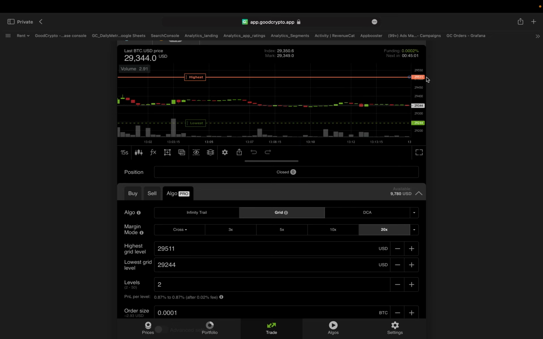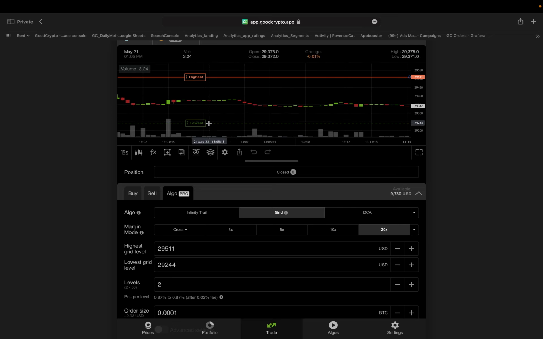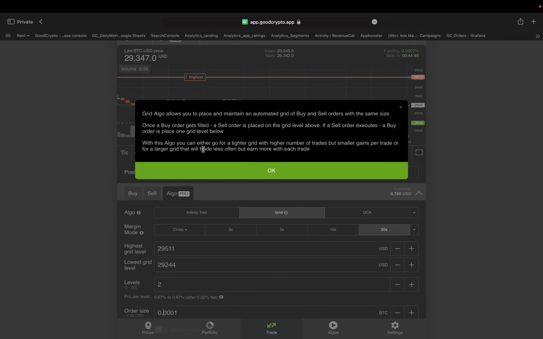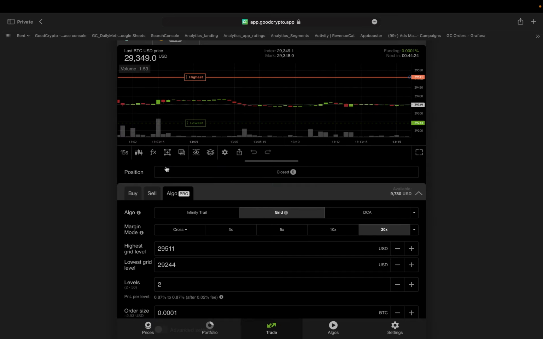Essentially, the price difference between those two levels times the size of the order would be your profit, your P&L. I think it's written here, right? The grid allows you to place and maintain an automated grid of buy and sell orders, in this case with the same size. In this case, there are two grid orders, one here and one here. Once a buy order gets filled, a sell order is placed on the grid level above, and if a sell order executes, a buy order is placed one grid level below. So that's the essence of it.